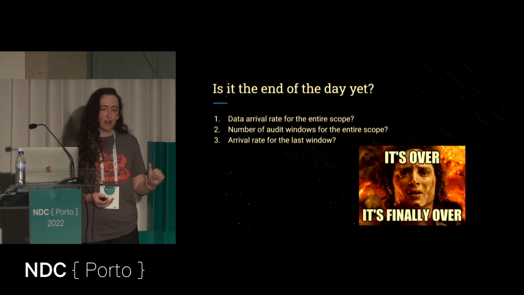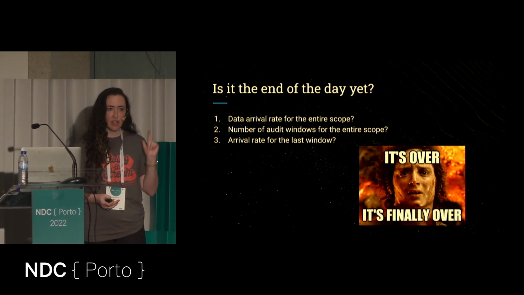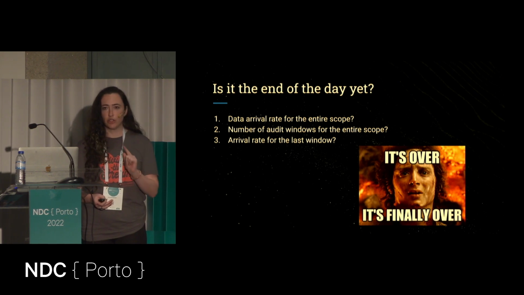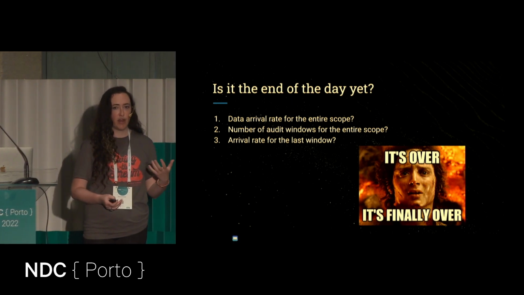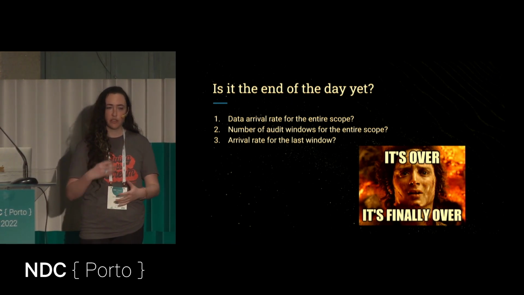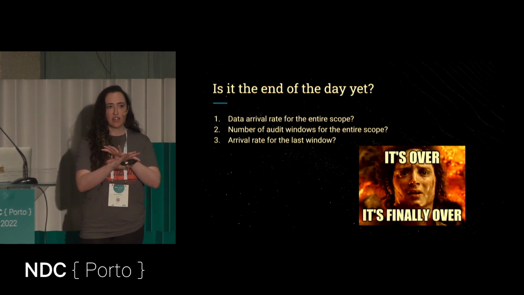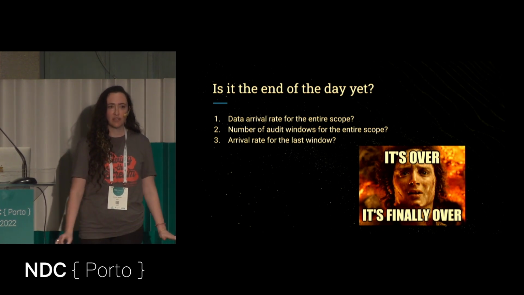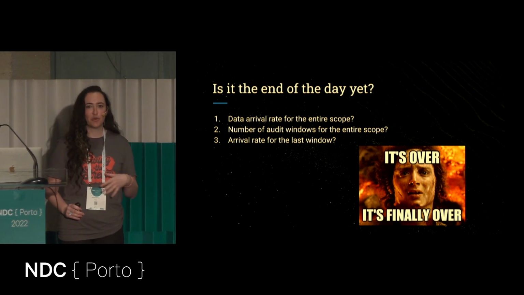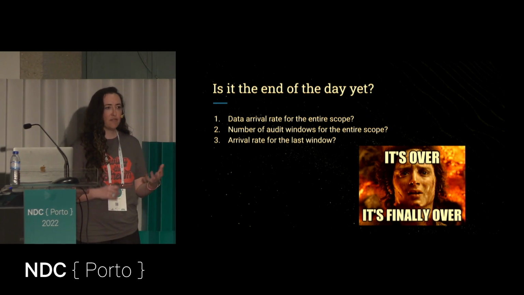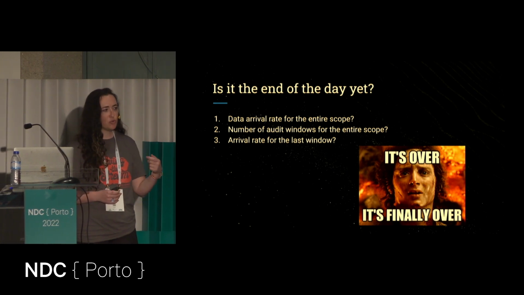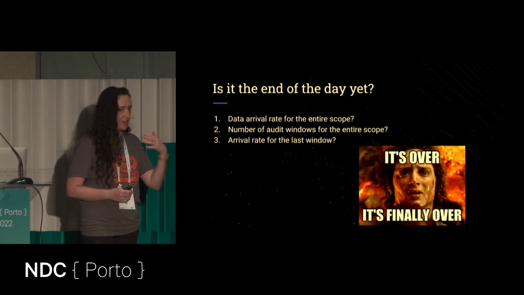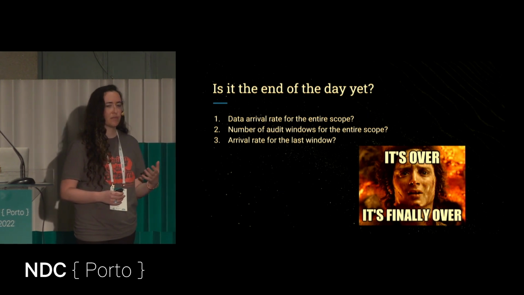But let's say that the data arrival rate is just fine, and also the number of auditing windows is okay. The last thing that we're going to check is the data arrival rate for the very last window. So in our case, the window for 5 minutes before midnight across all of our auditing windows. Why are we doing that? That's pretty weird. Well, if you remember when we looked at the Superset charts, I told you that sometimes we'd get a data arrival rate that was higher than 150 or 200.